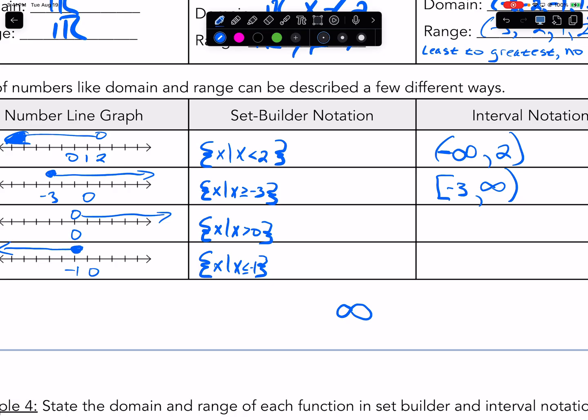The next one starts where? The third graph down starts at 0. Is it curved or squared off? Curved. Open dot, curved. So it starts at 0 and goes to positive infinity. Always curved at infinity. The last one starts at negative infinity and goes to -1, and is the last bracket squared off or curved? Squared off. Okay? Go ahead.